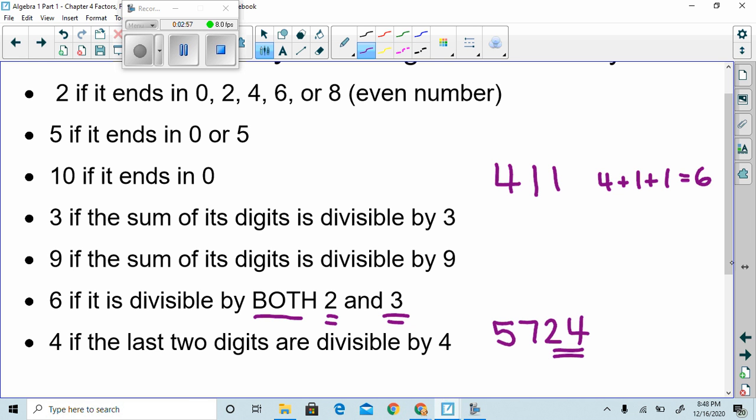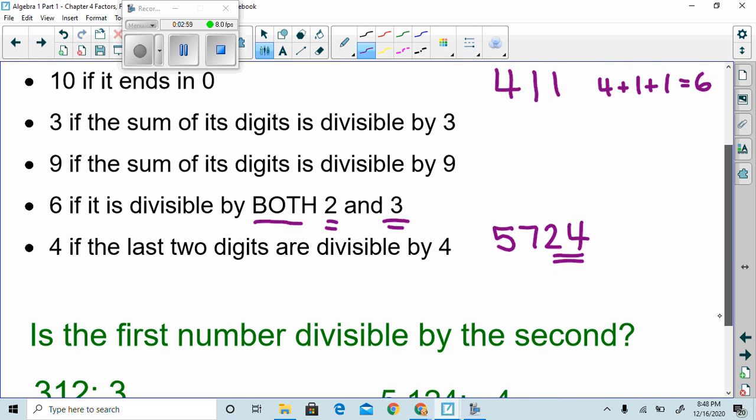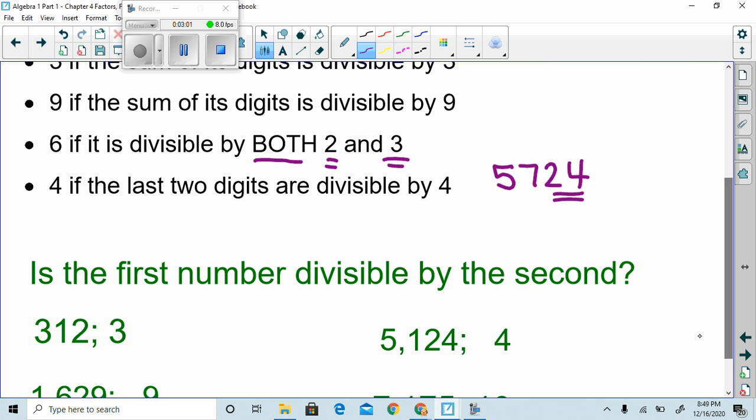Let's do a little practice on this. We'll take it one thing at a time. Is the first number divisible by the second? Well, the way I'm going to use my rule of divisibility for 3 is I'm going to add up these digits, and that gives me 4 plus 2, which is 6. 6 is divisible by 3. It equals 2. So the answer to this is yes.